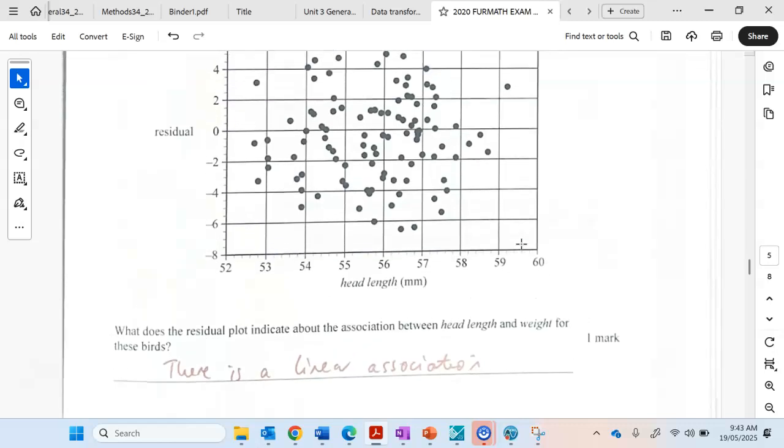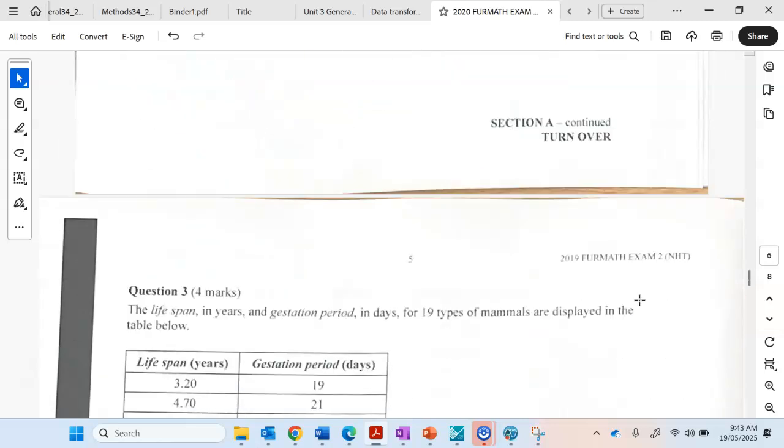Basically, there's just a linear association. That's all you have to write. You don't have to talk about it being randomly scattered or anything like that. In fact, you don't want to go on and give more than you need to, because then assessors are like, well, what's your actual answer? So you need to actually just answer the question. So there's a linear association, done, you move on.